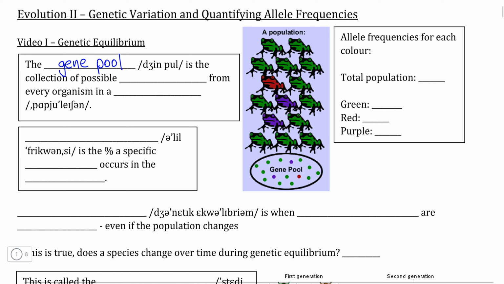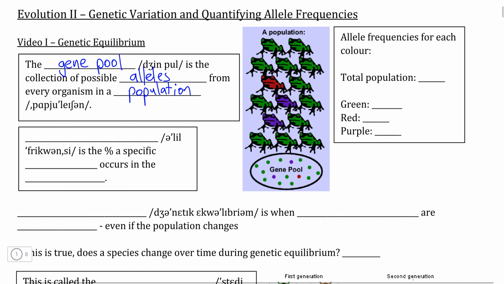Now, the first concept that we need to look at is the concept of what a gene pool is. A gene pool is simply a look at all of the different possible alleles, that being different forms of the same gene, that result in different observable phenotypes within an organism's population. So in the case of this frog population here, the three different phenotypes that we can observe are green, red, and purple when it comes to the skin color of these frogs.